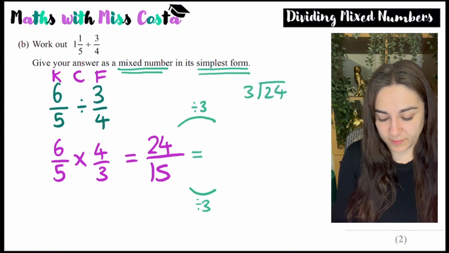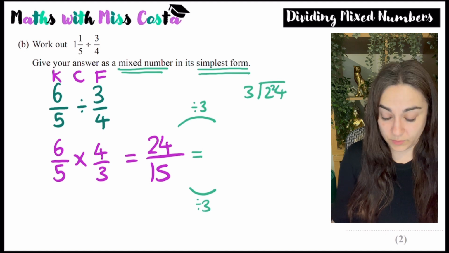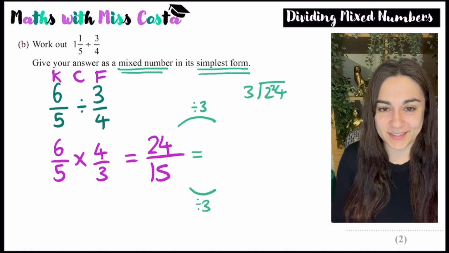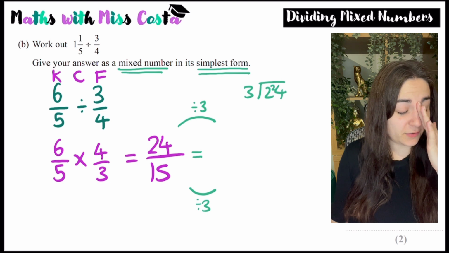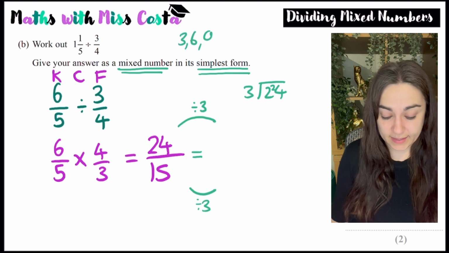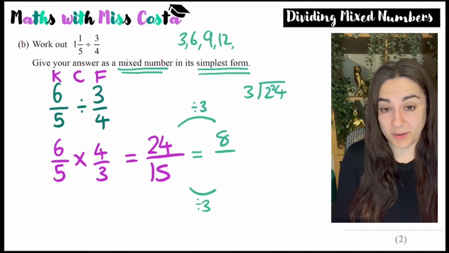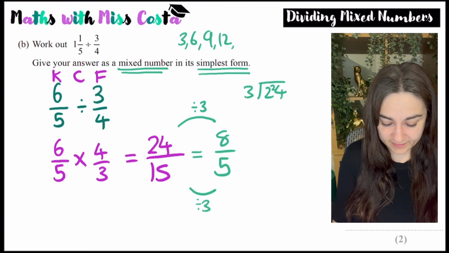If you're not great with your times tables, you could just do the bus stop method. So 3's into 24. Oh, no, you can't because you actually need to know it. 3's into 24 would be 8. So if you weren't sure, you could just write out 3, 6, 9, 12 and write them out like that. But that would give me 8 over 15 divided by 3 is 5.